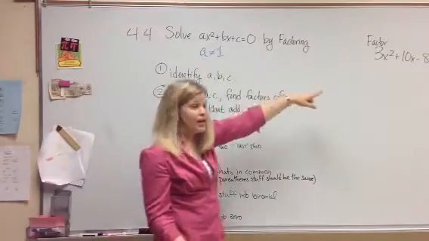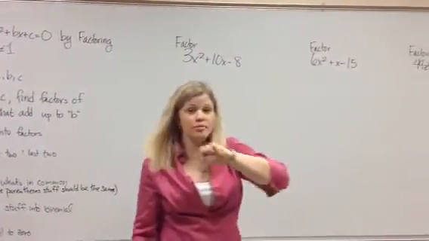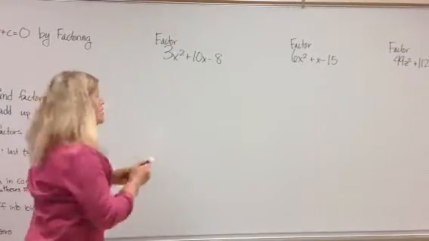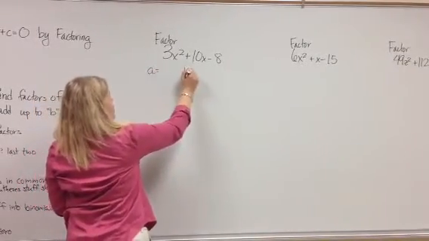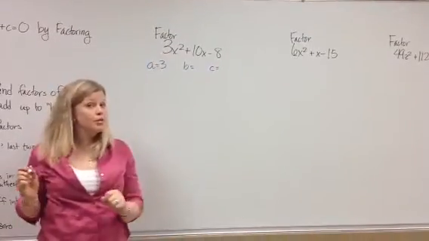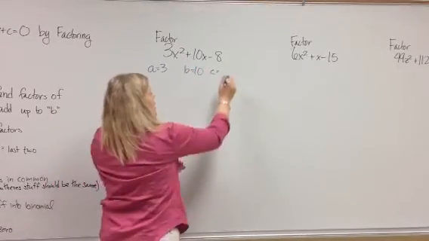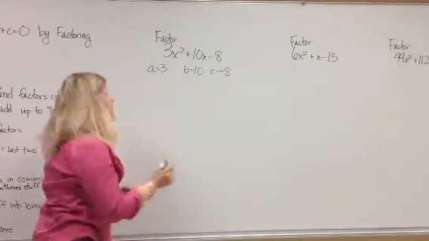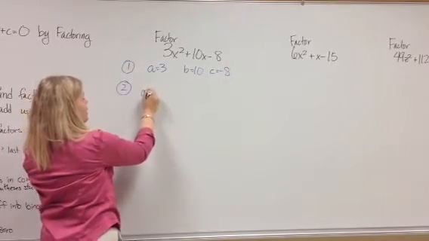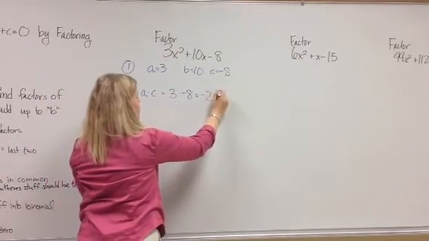So let's go ahead and get started, just in case you're feeling bored already with review type material. We have 5 examples today. Okay, so first thing we need to do, find our a, our b, and our c. What is a? Ooh, not 1 this time, but it's 3. B is positive 10. And c, notice, is negative 8. So, step 1, it's done. Step 2, we're going to say a times c, and that's just 3 times negative 8, which is negative 24.